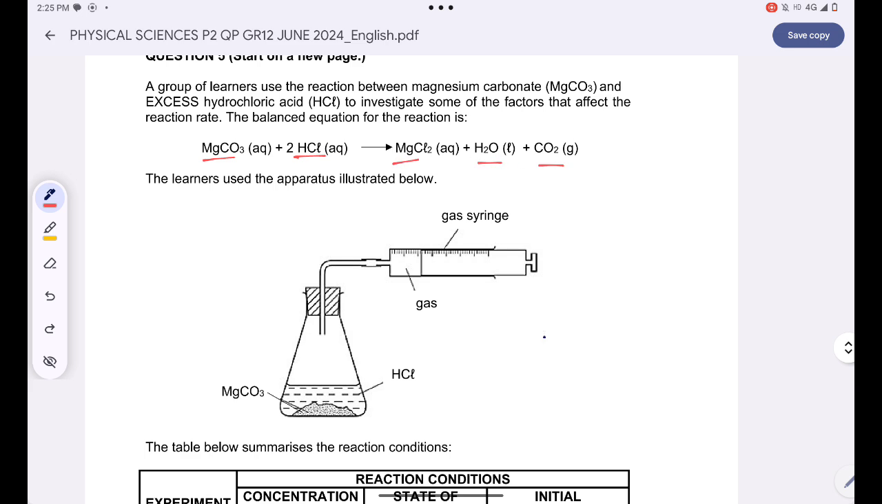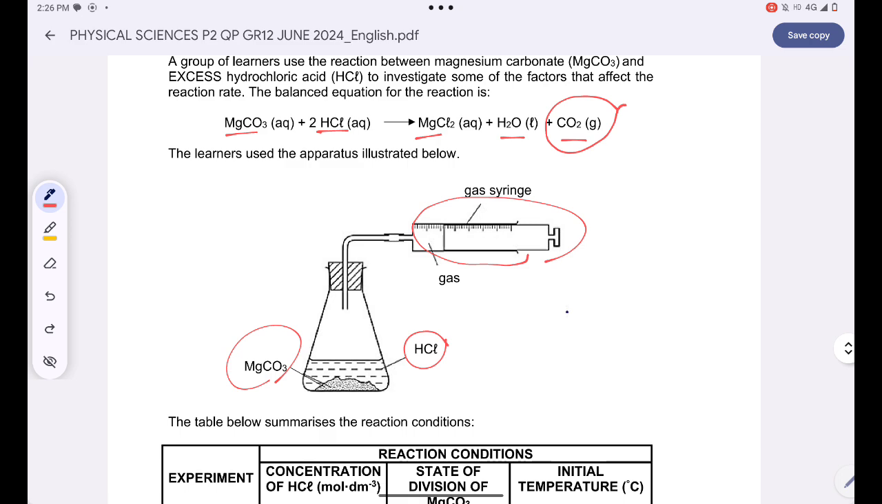Okay, the learners used the apparatus illustrated below. We have our conical flask. We also have our gas syringe to collect the carbon dioxide gas. And then inside the conical flask, we do have our reactants, which is magnesium carbonate as well as hydrochloric acid, which is in excess, by the way. So since the hydrochloric acid is in excess, it simply means that our magnesium carbonate is our limiting reagent.